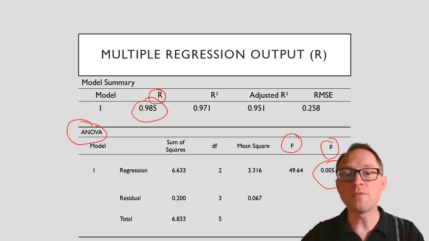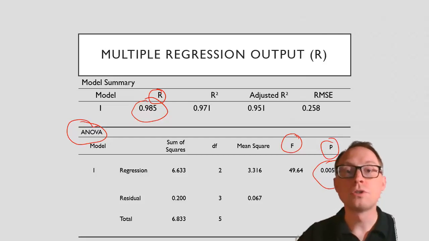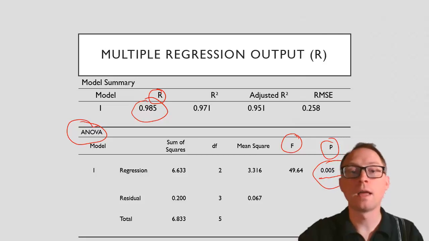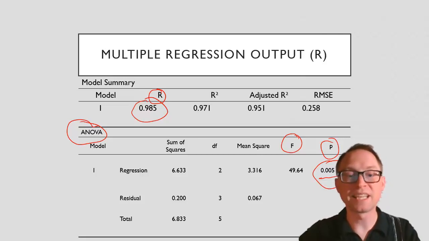So, based off of that p-value, do both time spent with friends and satisfaction, combined, predict happiness? Yes, they do, because this p-value is less than our alpha. P equals 0.005. We need that p to be less than 0.05, and it is. So we can conclude that those two are together predicting happiness.